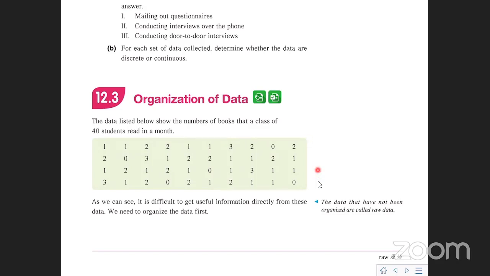How many of them just read, and how many of them read two books? Something like that. We want to have the information in an organized manner. The data that you have just got, we call it raw data. Can you see this word here? Raw data. It is not identified. It is not organized. Then they are called raw data.